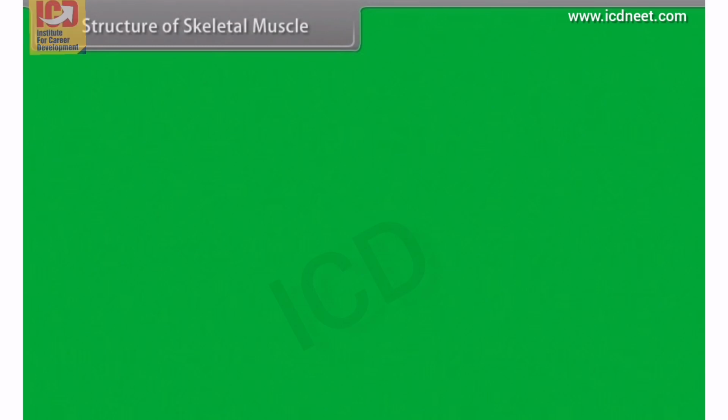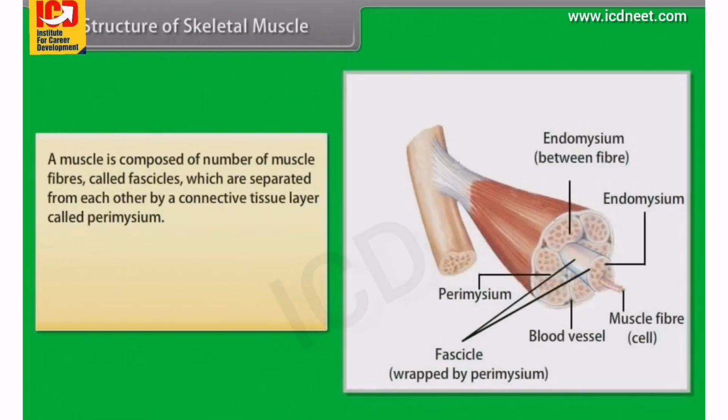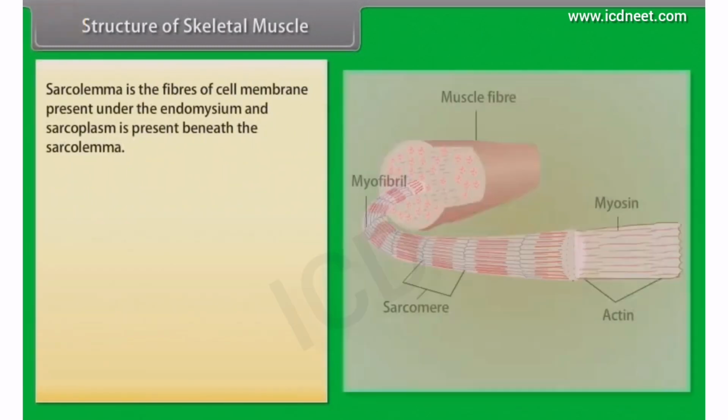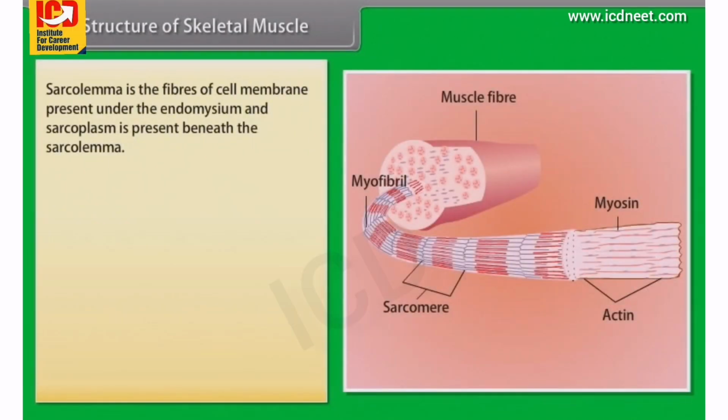Structure of skeletal muscles. A muscle is composed of number of muscle fibers called fascicles which are separated from each other by a connective tissue layer called perimysium. Endomysium is connective tissue that separates individual muscle fibers from each other. Sarcolemma is the cell membrane present under the endomysium and sarcoplasm is present beneath the sarcolemma.